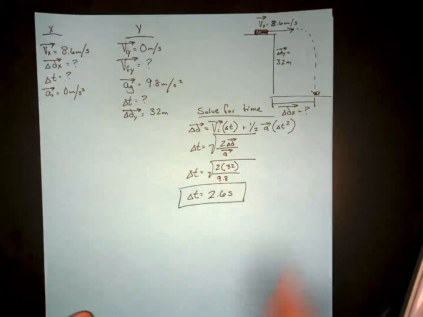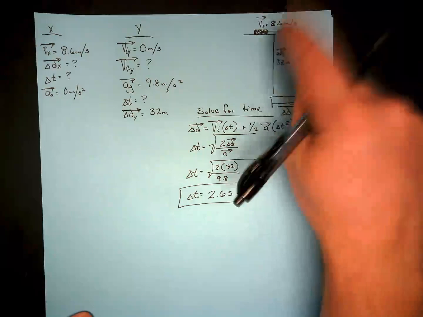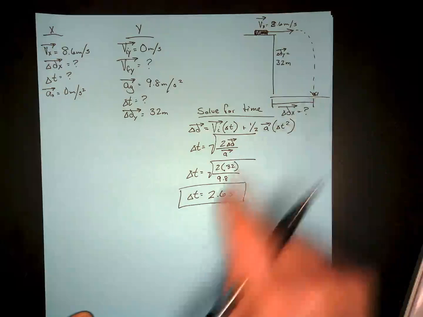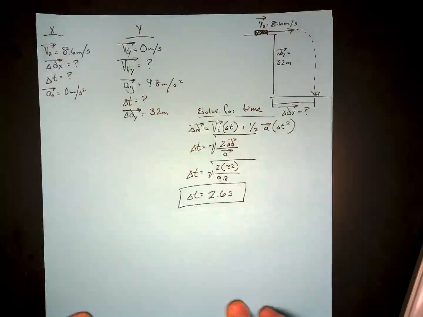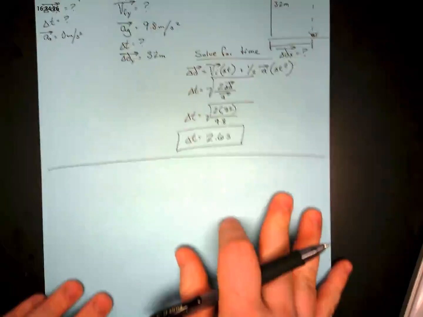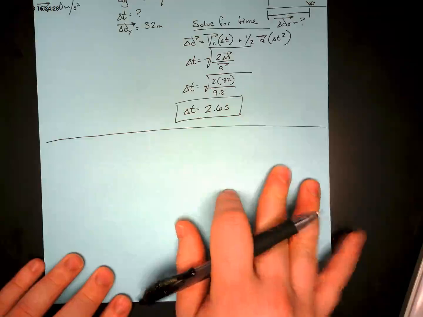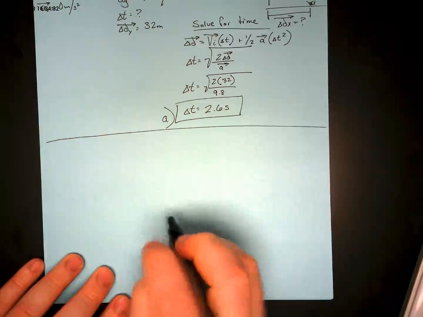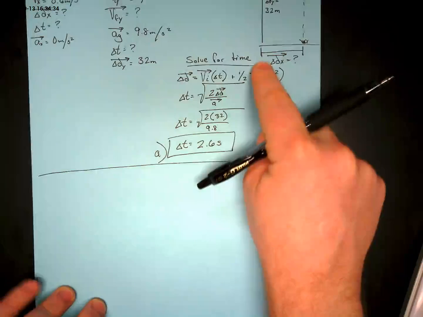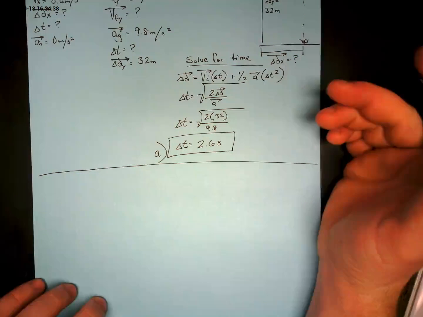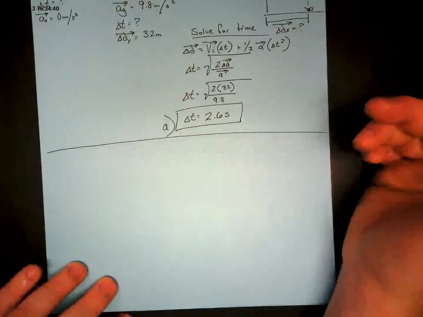So from the moment it leaves the top of the building until the moment that it hits the ground, 2.6 seconds. So there's the time of its flight. That's for A, now we need to solve for B. What's the hockey puck's range? From the moment it leaves the edge of the building to the moment it hits the ground, how far did it go horizontally?